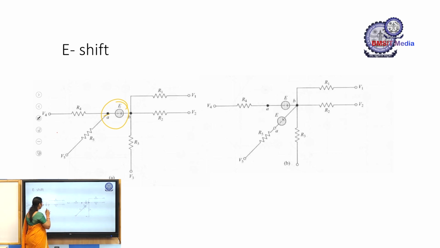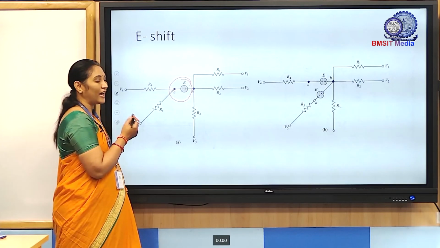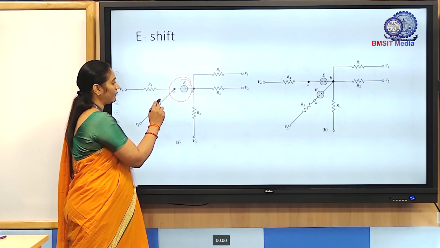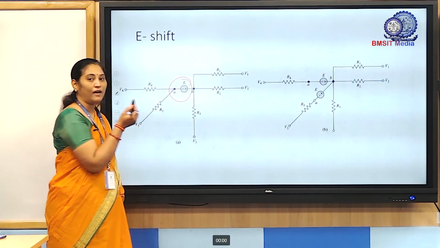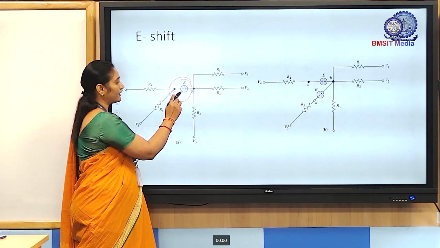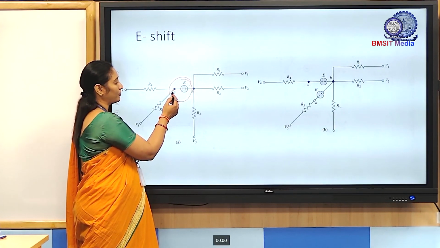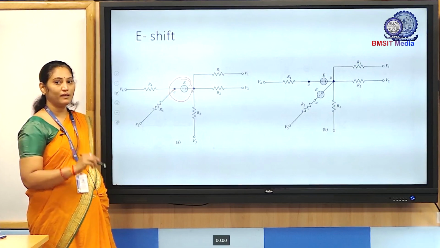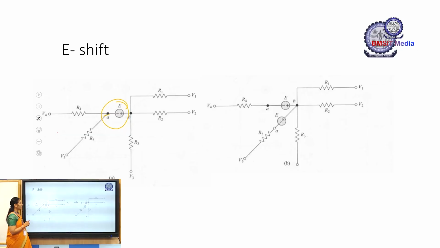So how can we apply it? First, based on the polarity of the source, we have to identify which node has positive polarity and which has negative polarity. From the figure we can see that the positive polarity is towards B and the negative polarity is towards A. This has to be maintained after the shifting also. Negative polarity is connected to R4 and positive polarity is connected to the node. The same thing we have maintained.